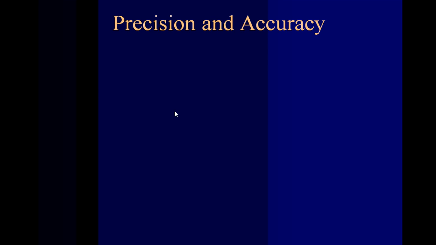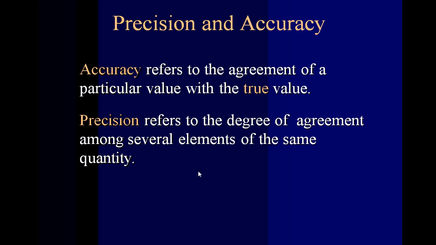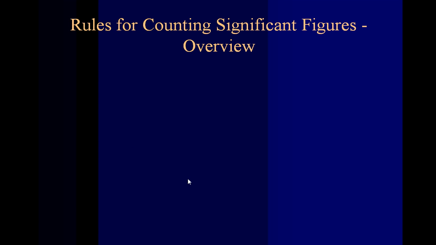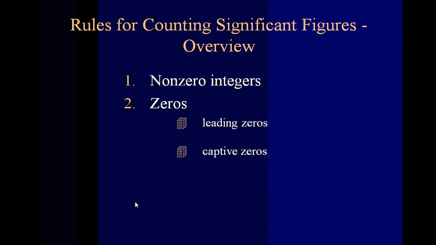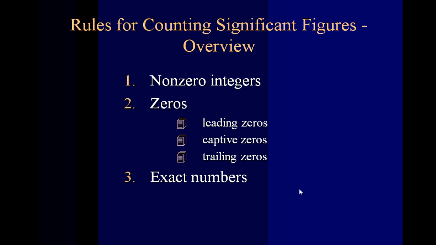All right. So we did precision and accuracy. All right, rules for counting significant figures. Ooh, you guys are going to love this. Non-zero integers. We have zeros, leading zeros, captive zeros, trailing zeros, and exact numbers. These are what we're going to talk about.